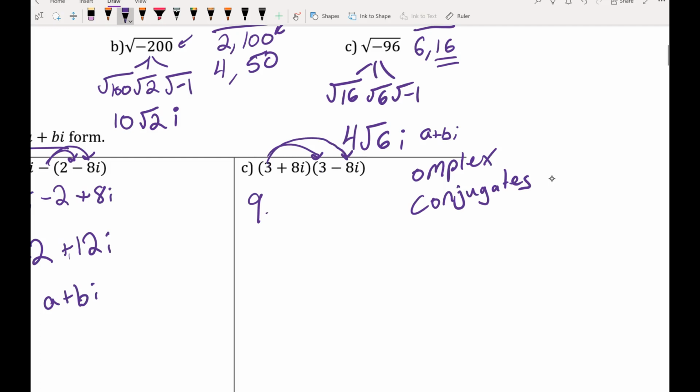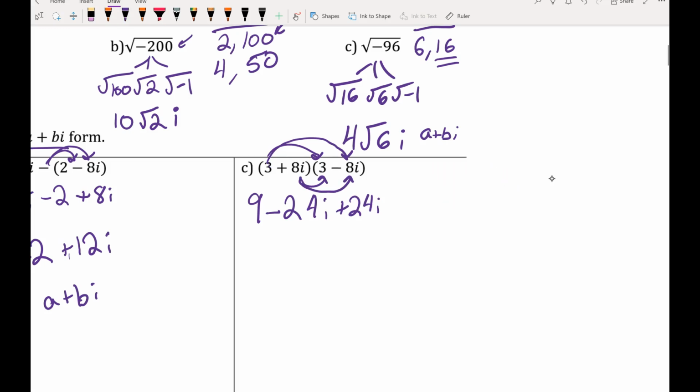3 times negative 8i is negative 24i. Then I do my last term to my first term, plus 24i, and my last term to my other last term, minus 64, and then i times i, be careful with those exponents, is i squared.